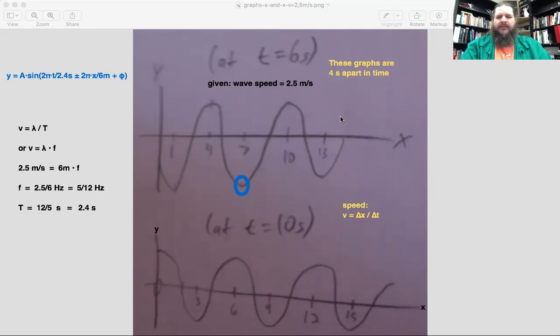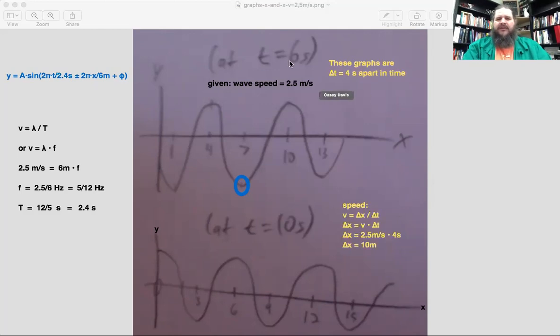We know the amount of time that has passed, 4 seconds, so that's delta t. What can we now solve for? The distance. Right, delta x is the distance traveled during those 4 seconds. So if we solve this for delta x, we get speed times time. We know the speed, 2.5 meters per second. We know the time, 4 seconds. Multiply those together, we get 10 meters.